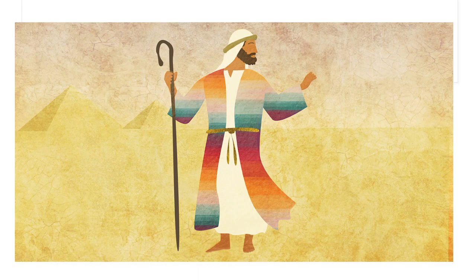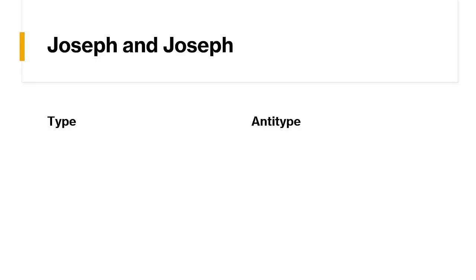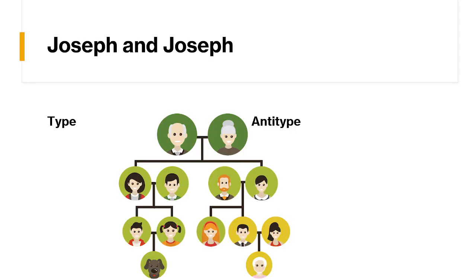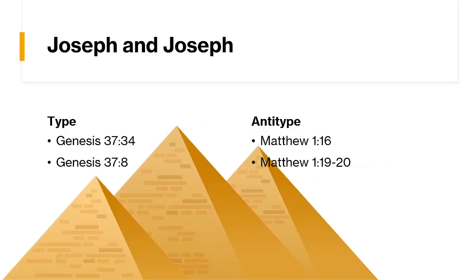But then he ended up being second in command of Egypt. So he can be seen as a type of Christ, of Jesus, but also we can see him as a type of Joseph in the New Testament, because both had fathers named Jacob. Both were given messages in a dream, and both at some point had to travel to Egypt.